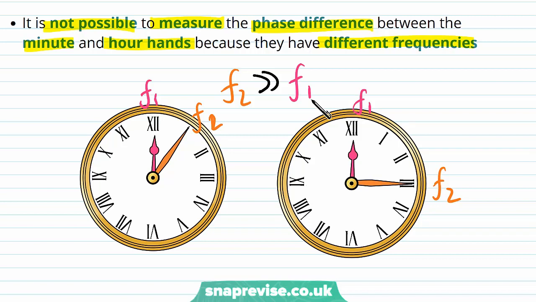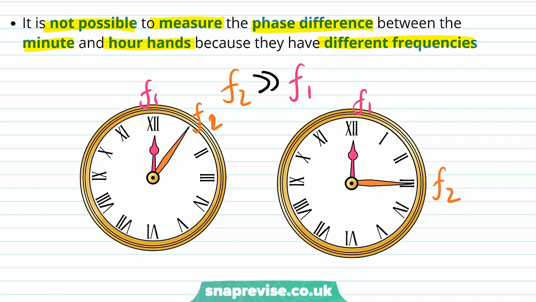And the reason they have different frequencies is because if we're considering the time period, the minute hand has a time period of 1 minute and the hour hand has a time period of 1 hour. And we know frequency is the inverse of period. So we can see now why we have two very, very different frequencies.